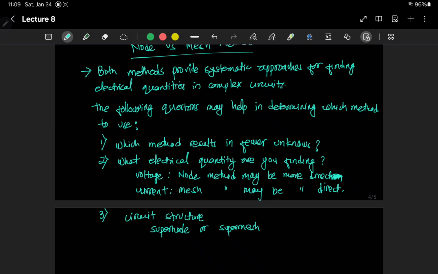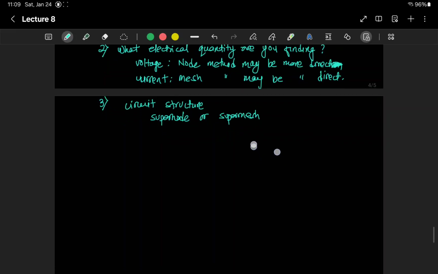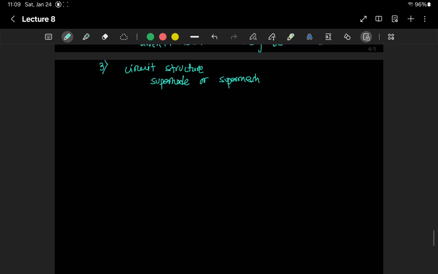A supernode is when you have two unknown independent nodes and a constant current source, while a supermesh is when you have two unknown meshes and a voltage source. Depending on that, decide whether the node voltage method or the mesh current method is appropriate. To do that, let's look into another example.